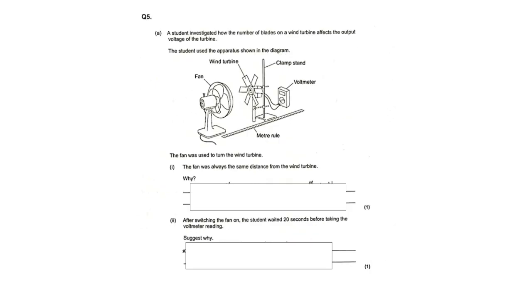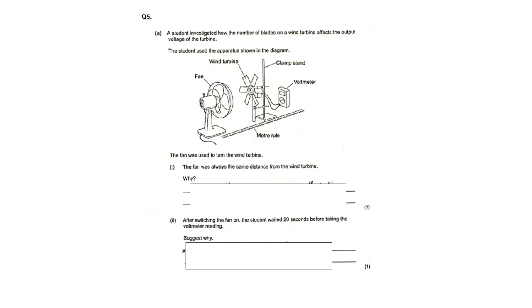Next, question 5. A student investigated how the number of blades on a wind turbine affects the output voltage of the turbine. So the number of blades is the independent variable, the one they change on purpose, and what they're measuring is the output voltage that they're measuring with the voltmeter.